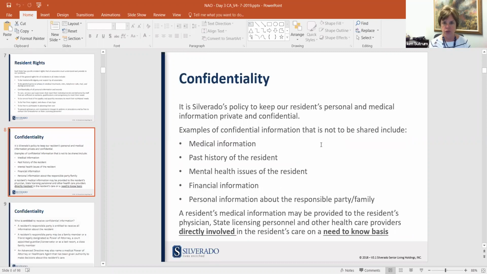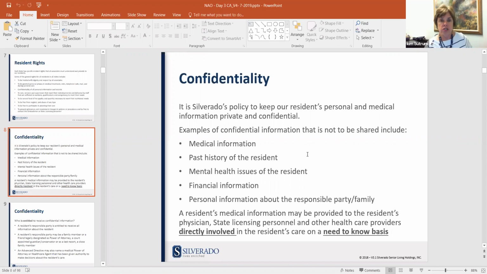Confidentiality is a huge issue, and it's Silverado's policy to keep all of our residents' personal and medical information private and confidential. Some examples of confidential information that are not to be shared include medical history and medical information, the past history of the resident. For example, was that resident ever in a drug rehab facility or in a mental institution of some kind? Mental health issues of the resident, that's all confidential. Financial information is confidential. And then personal information about the responsible party or the family is also confidential.